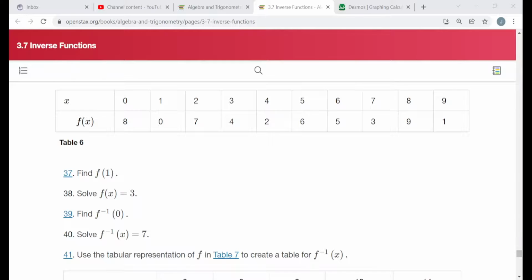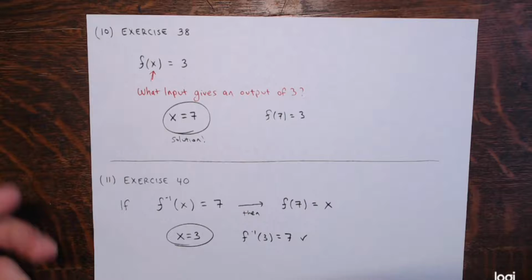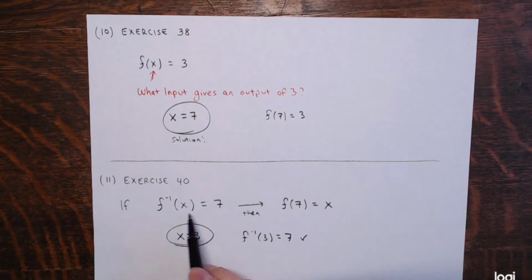And again, go back to the table and just reverse it. Here's the table for f. If you did f inverse, when x is 8, f inverse is 0. When x is 0, f inverse is 1. When x is 7, f inverse is 2. When x is 3, f inverse is 7. And that's what was asked for. When is f inverse equal to 7? When x is 3.